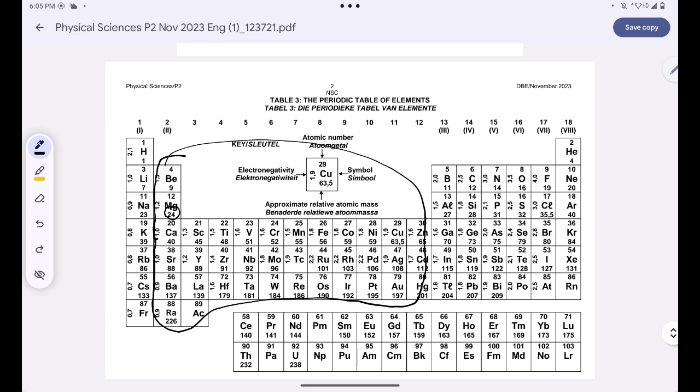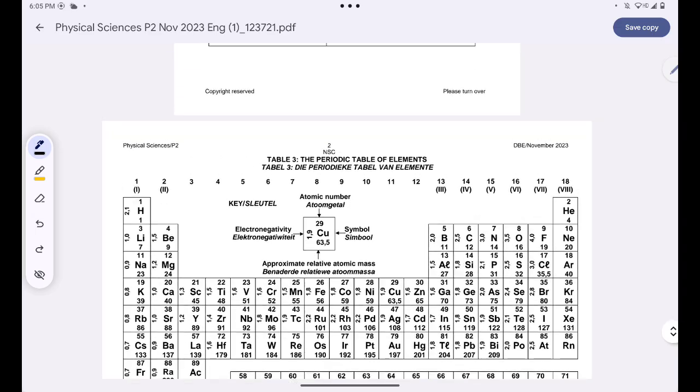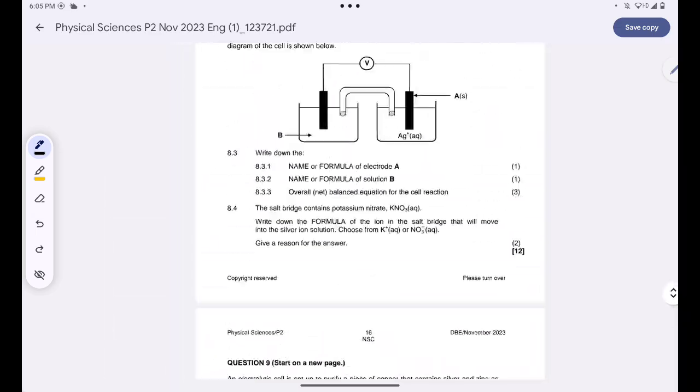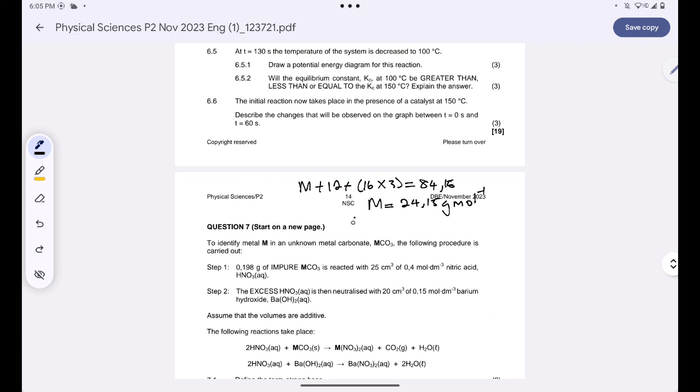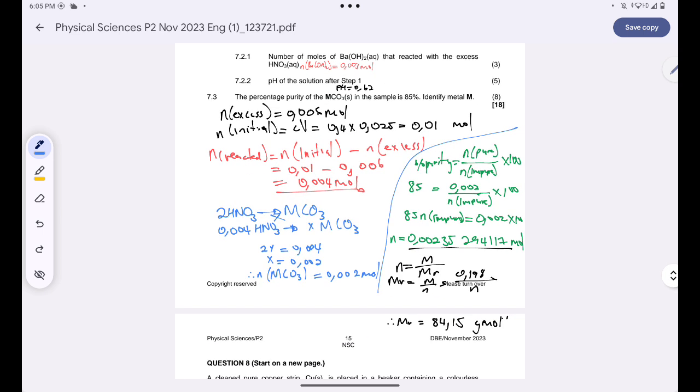Are you together? And the only one which is closer to 24.15 is magnesium. So metal M represents magnesium, guys. Metal M represents magnesium. So therefore M is equal to magnesium, Mg. So that means this compound is just MgCO3. Are you together?